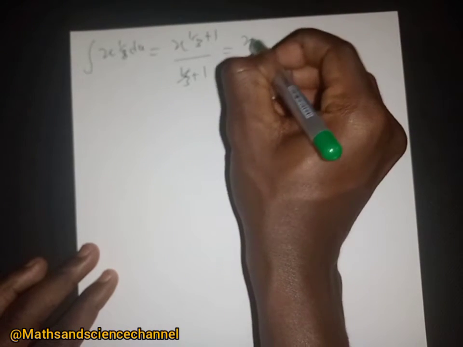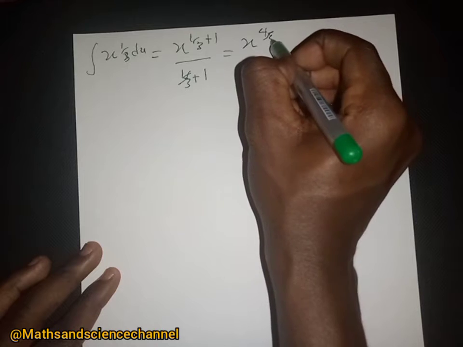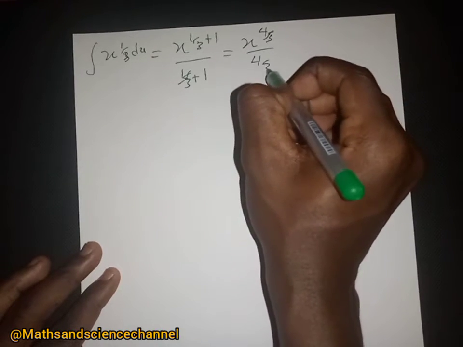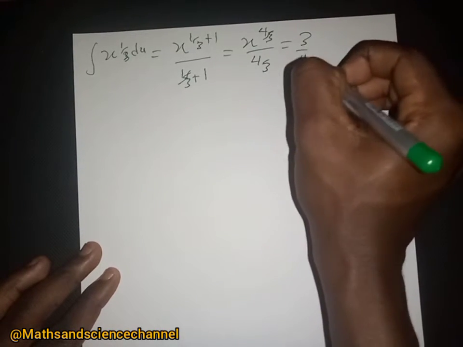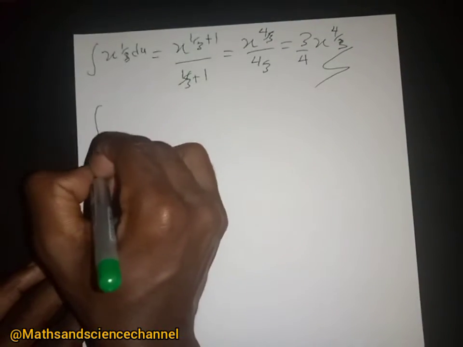Then we have s to the power 4 over 3 divided by 4 over 3, and this can be written as 3 over 4 times s to the power 4 over 3, right? Now we can have another one.